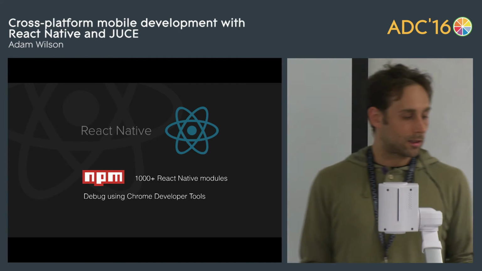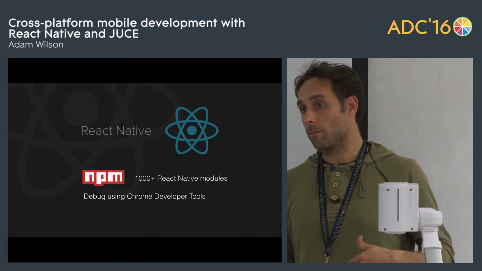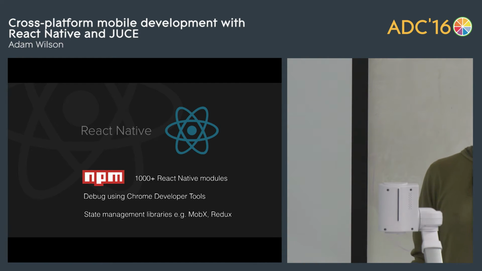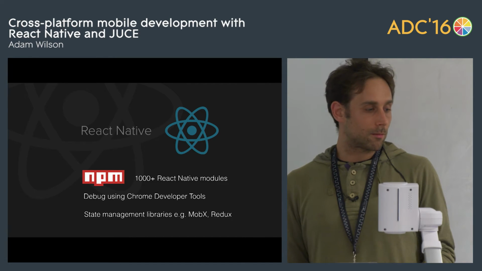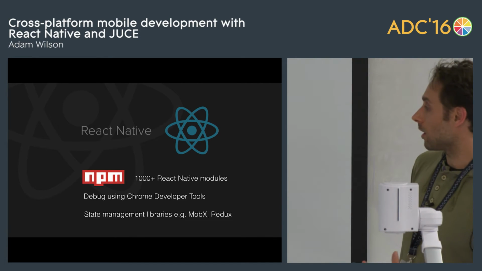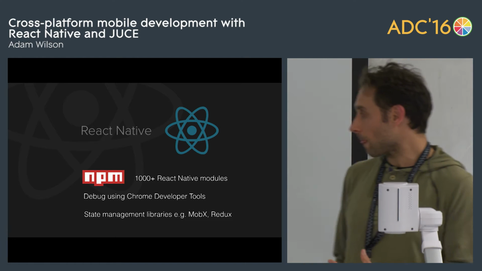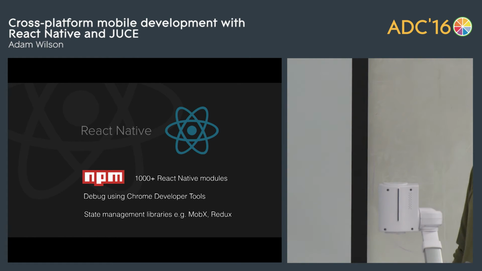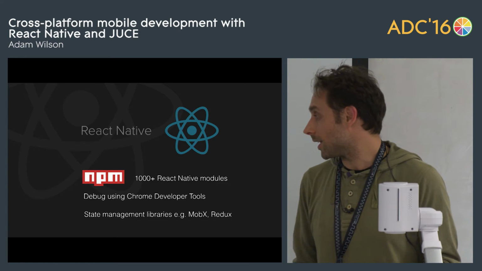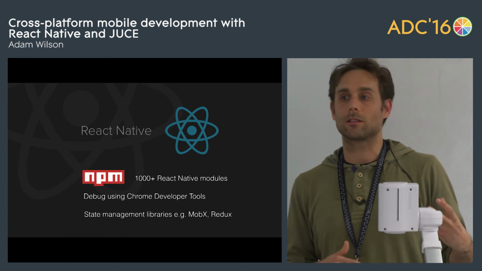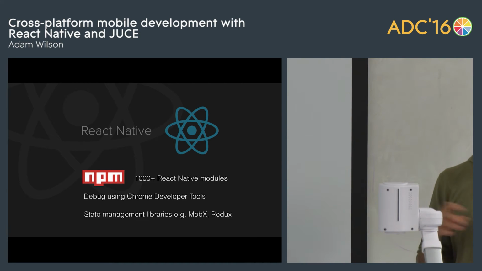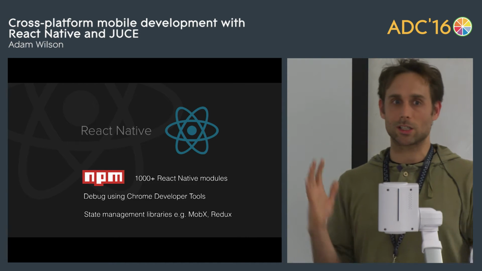We can also use a JavaScript debugger. By default, that's Chrome, using the Chrome developer tools. And something that I've been using is state management libraries. The one I've been using is called MobX, and before that I was using Redux. These basically allow you to react to data changes in your application without doing lots of checks. It just sort of does it magically.